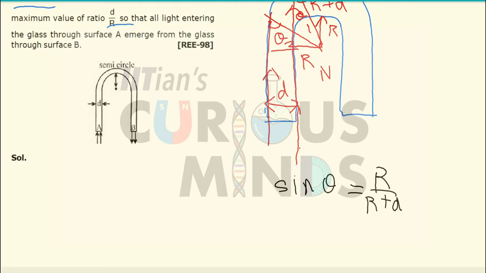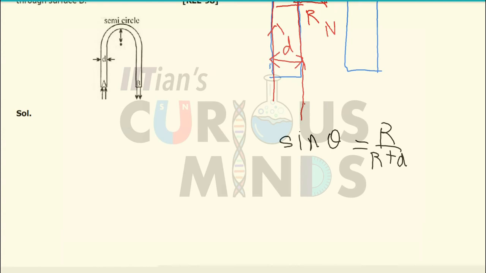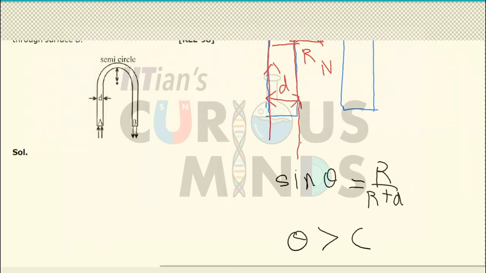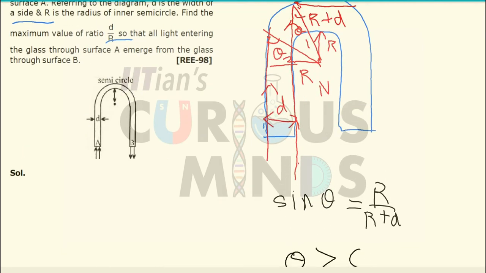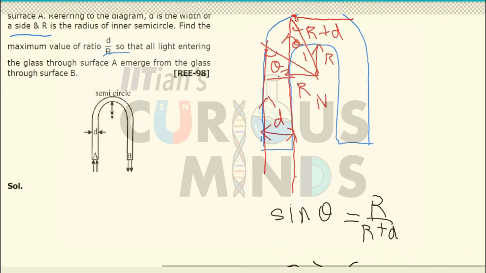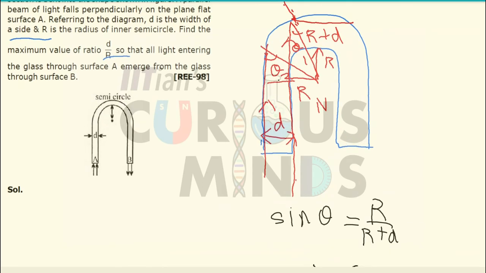For total internal reflection, theta should be greater than the critical angle. That is why I am considering the inner surface and not the outer surface. I have considered theta 1 and not theta 2, because if theta 1 is greater than the critical angle, then obviously theta 2 will be greater than the critical angle. You can clearly see from the diagram that theta 2 will always be greater than theta 1.